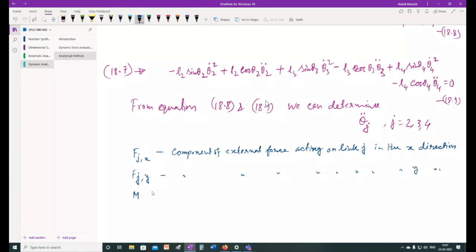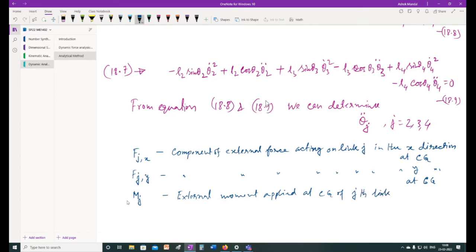Okay. Similarly, when we use Mj, it means this external force, which is acting on the jth link, and this is acting at CG of the link. At CG of the link, okay? This force is acting at the CG of the link. Now suppose there is some external moment. This is the external moment applied at CG of the jth link.